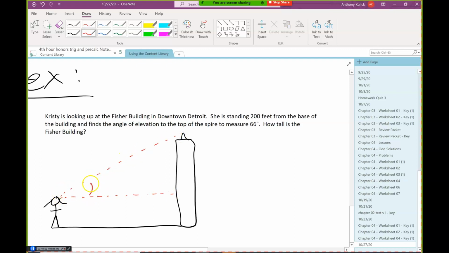We know that buildings, when properly built, are going to stand at a right angle. No offense, Italians. That's a Leaning Tower of Pisa joke. And we know that she's 200 feet away, and we want to know how tall the building is. So basically, we just need to solve for x in this triangle. Pretty easy, right? How do I do that? Tan of 66 is equal to opposite over adjacent. So x is equal to 200 times tan 66.